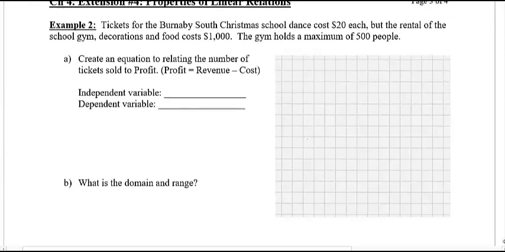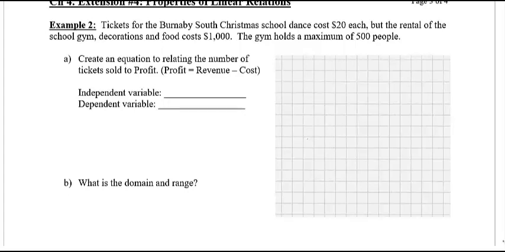Alright, well, here's another example of what a linear equation could be. Tickets for the Burnaby South Christmas School Dance. Probably not happening this year with COVID, but hey, you never know. They cost $20 each, but the rental of the school gym, decorations and food, yes, food, cost $1,000. Now the gym holds a maximum of 500 people, so here's the situation. Can you create an equation that relates the number of tickets sold to profit?